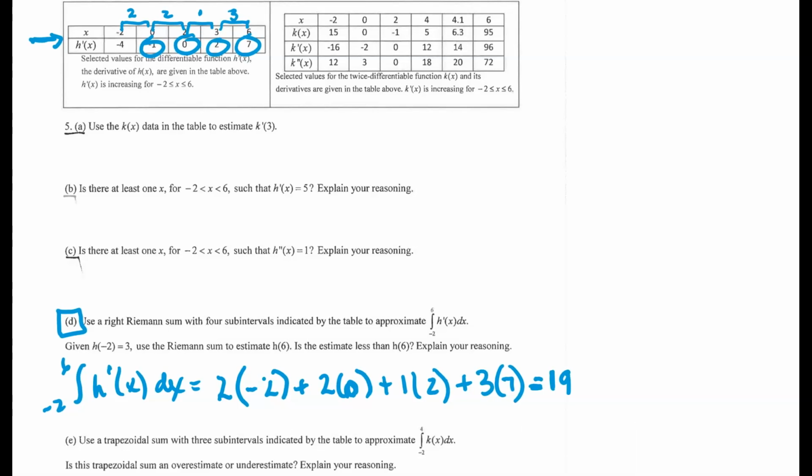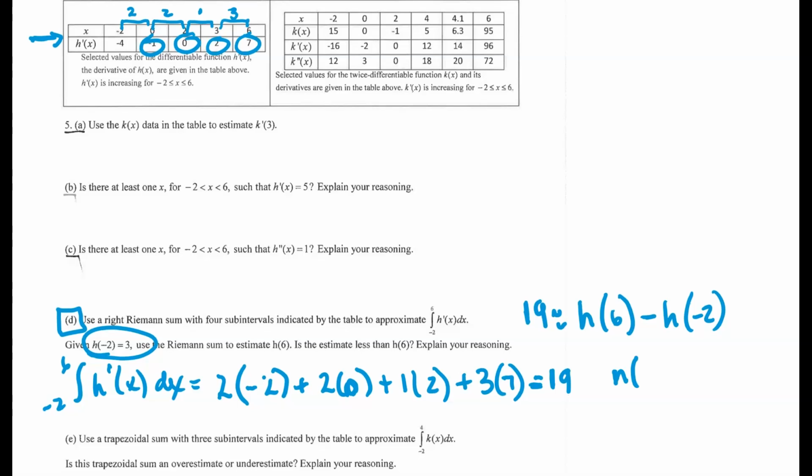Okay. So 19, that integral, is approximately equal to, I'm going to use the first fundamental theorem, h of 6, which is what we're looking for, minus h of negative 2. But they told us h of negative 2 was 3, so h of 6 is approximately equal to 3 plus 19, which is 22. Again, this is 3. And so I just added it over.